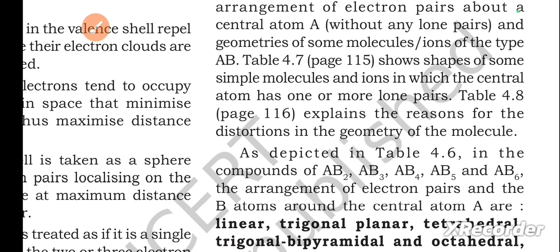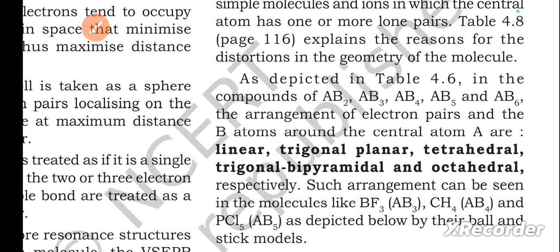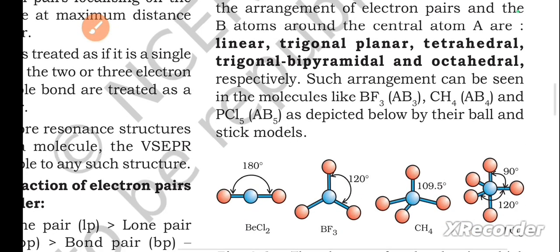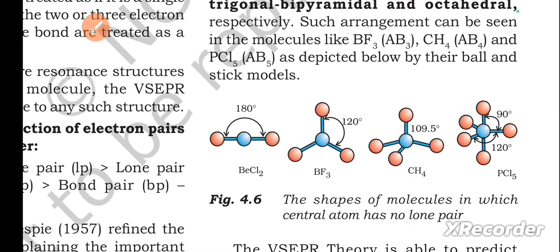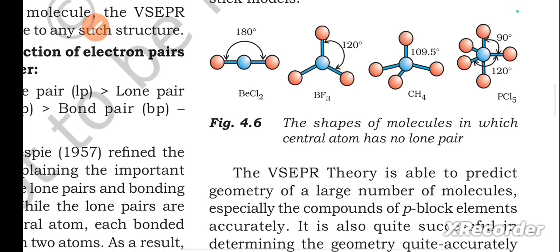Table 4.8 explains the reasons for the distortions in the geometry of the molecule. As depicted in Table 4.6, in the compounds of AB2, AB3, AB4, AB5 and AB6, the arrangement of electron pairs and the B atoms around the central atom A are linear, trigonal planar, tetrahedral, trigonal bipyramidal and octahedral respectively. Such arrangement can be seen in molecules like BF3, that is AB3, CH4, that is AB4, and PCl5, that is AB5, as depicted below by their ball and stick models. This figure you can see.